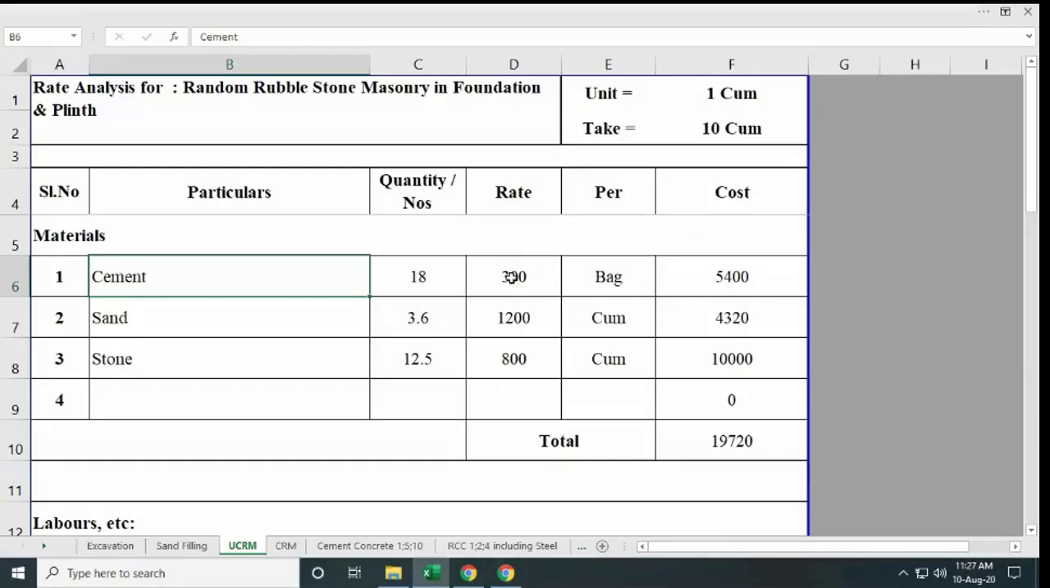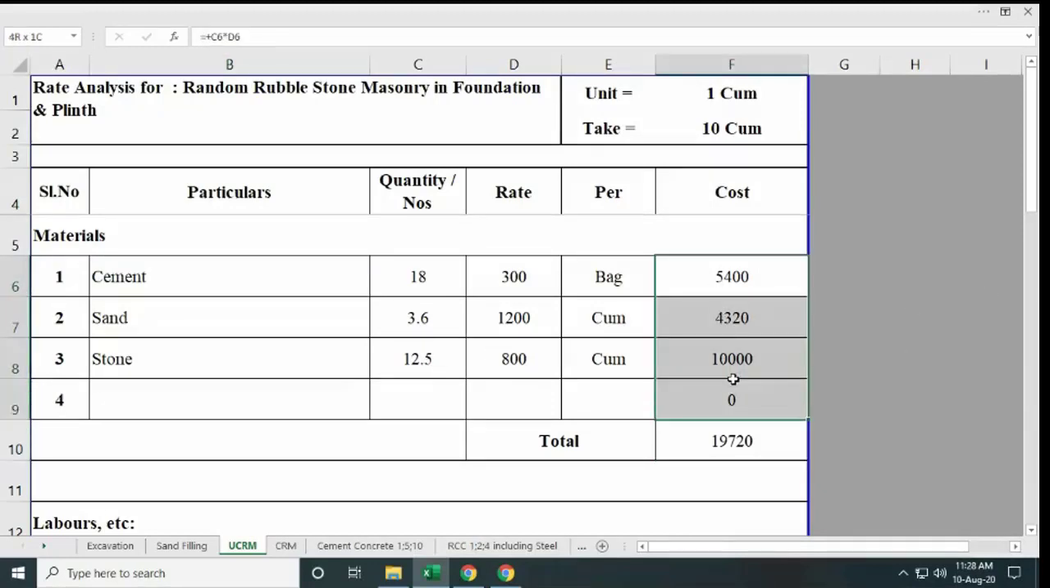These are variable, but I have taken a nominal rate of 300 rupees per bag. Whatever the present market rate is, you can multiply and get the rate analysis. As far as exams are concerned, you can take these rates and do the rate analysis. 18 bags multiplied by 300 rupees per bag, you multiply and get this answer. Sand you can take at 1200 rupees per cubic meter, and stones at 800 rupees per cubic meter, you multiply and get the answer.